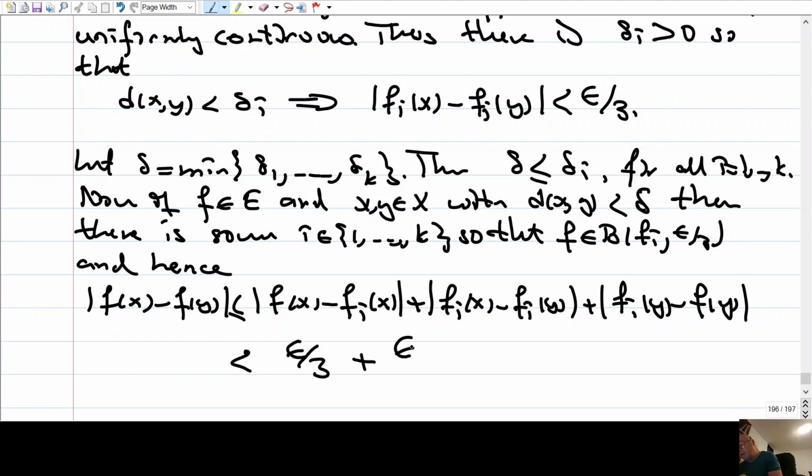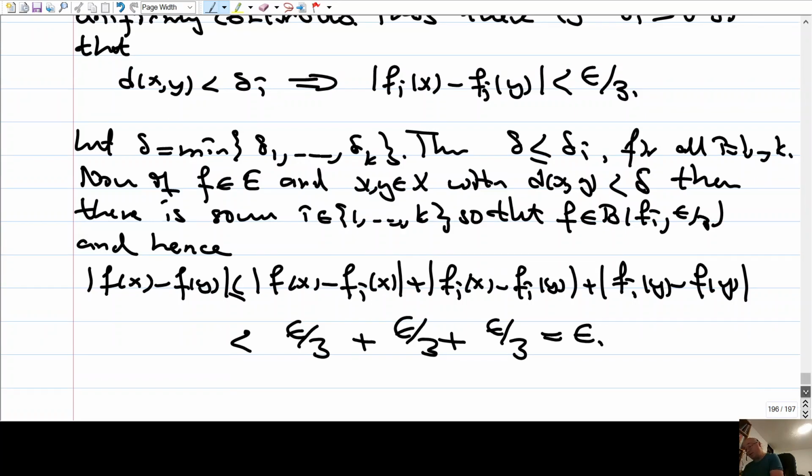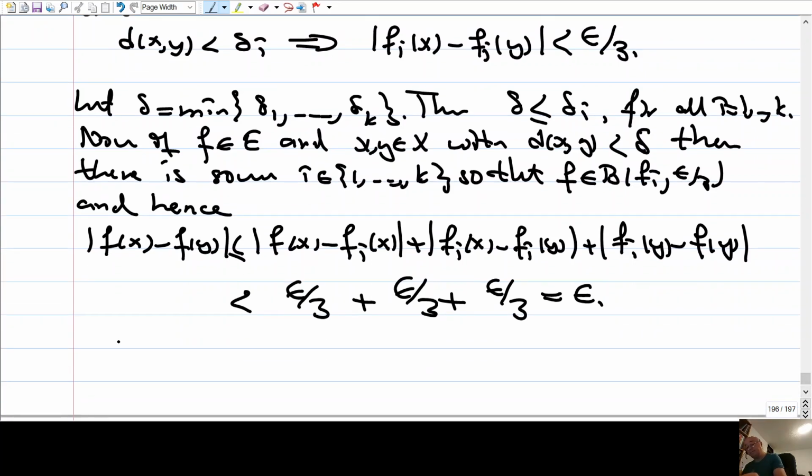So the middle term is less than epsilon over 3, and this is less than epsilon over 3 because again f is in this ball. So f and fi are epsilon over 3 close to each other, which is delta. So this means what? f is uniformly continuous with the same delta.